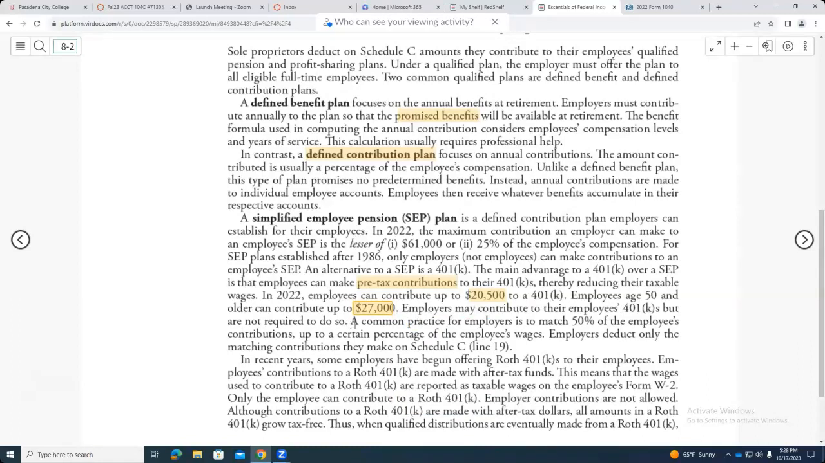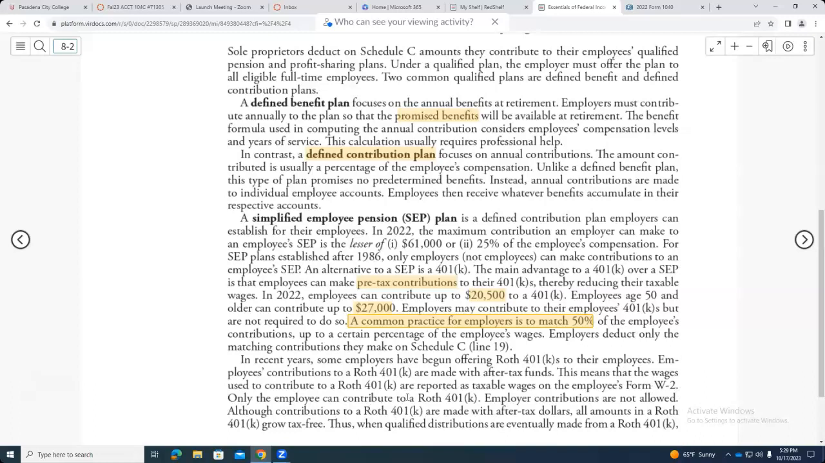Okay. A common practice, it says employers may offer to match up to 50%. If there is a matching offer, normally it's a good idea for employees to put in as much as possible until they get the higher matching by the employer. But not everyone is doing that, so it's not mandatory.